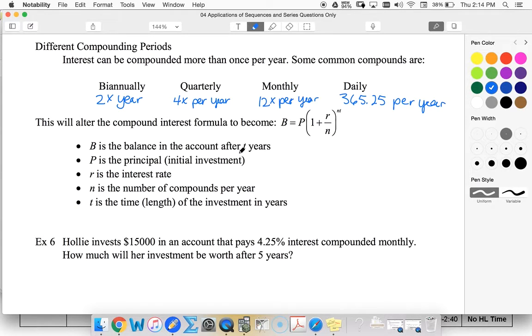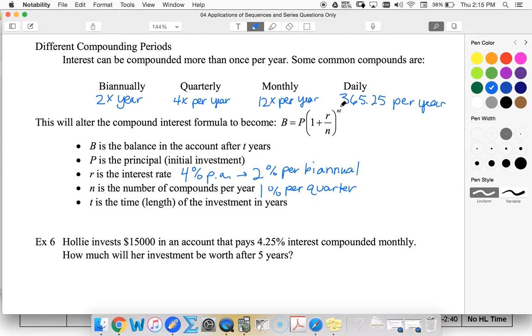So first of all, we have to think about our interest rate. Well, our interest rate is normally an annual interest rate. So that means that if I'm compounding at 4% per year, it's 2% per biannual period, or I don't know what to call that, per biannuum, or it would be 1% per quarter. So my interest rate ends up becoming my yearly interest rate divided by the number of times we compound.